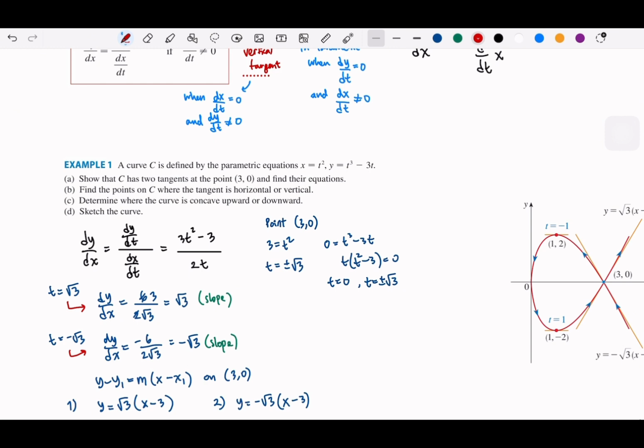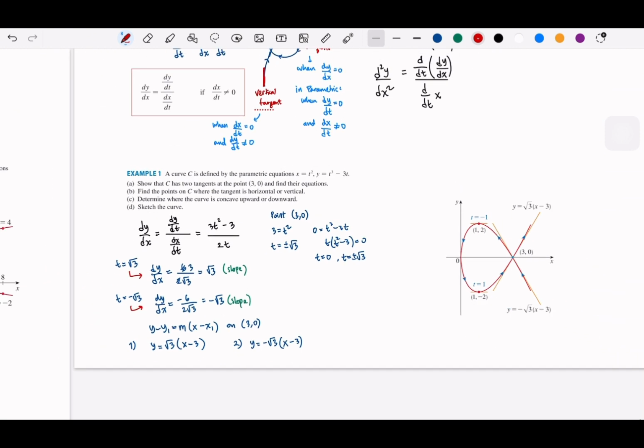These are the usual questions that might come in calculus, especially for parametric equations. First is finding the tangent within certain points, and then you need to know whether the tangent is horizontal or vertical, and you need to find where those points are. And the third question that hasn't been answered yet is to find the concavity, or where the curve is concave upward or downward.